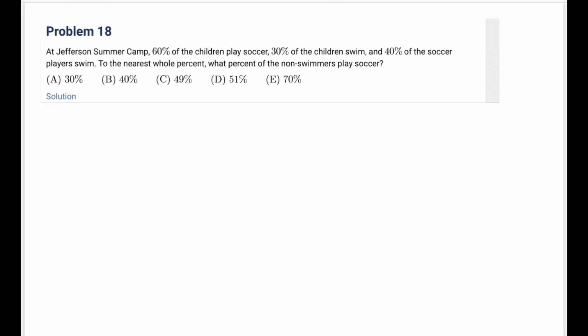Problem 18. At Jefferson Summer Camp, 60% of the children play soccer, 30% of the children swim, and 40% of the soccer players swim. To the nearest whole percent, what percent of the non-swimmers play soccer? Okay, so let's say that there are 100 people in total at the camp. So 60 people play soccer, 30 people swim, and of the 60 people, 40% swim, right?